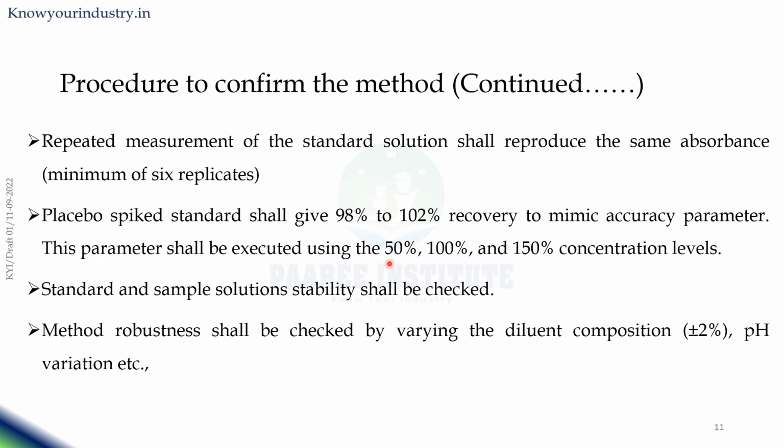For example, you are going to have 500 mg of the drug, or your 100% concentration is around 10 microgram. Then you have to do 5 microgram spiking, 10 microgram spiking, and 15 microgram spiking. And all the spikings should give a recovery of 98 to 102%. Then the accuracy of your method is perfect.